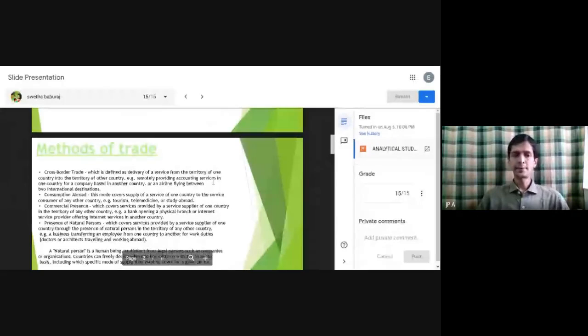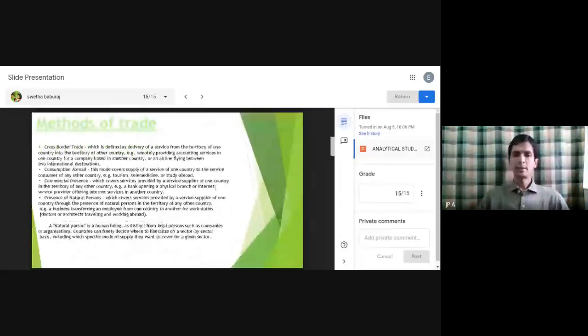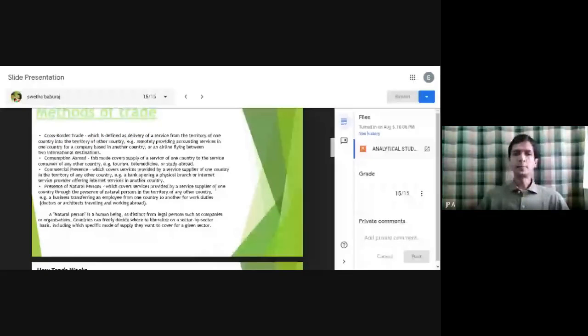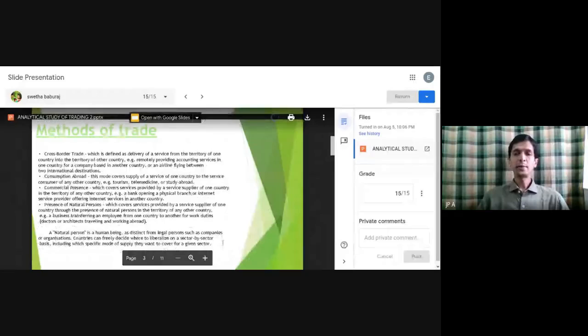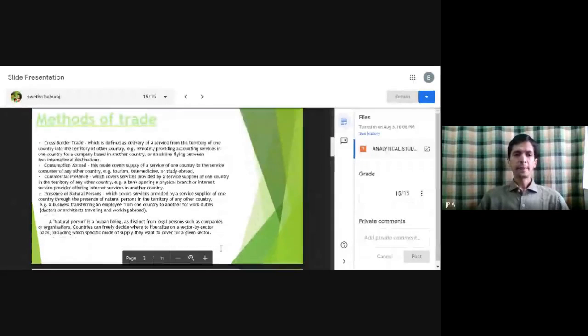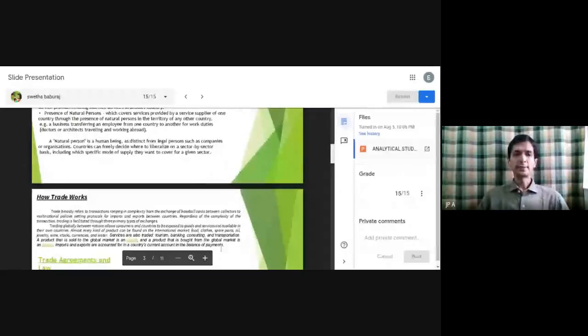Okay, so reduce it, make it into small points, increase the size of the font, then it will become very attractive. The backgrounds are all very good, but if you can just change the size of the font and reduce the amount of text, then it will become very nice.